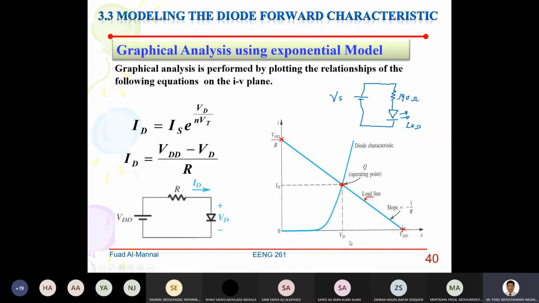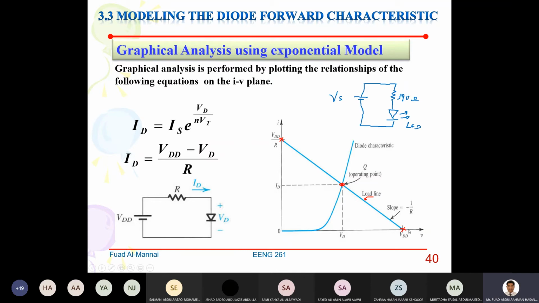Now, how do we draw this line? How do we draw it? This line could be drawn this way, that way, so many ways. How do you find these two lines? We need to define these two lines in order to draw the load line.